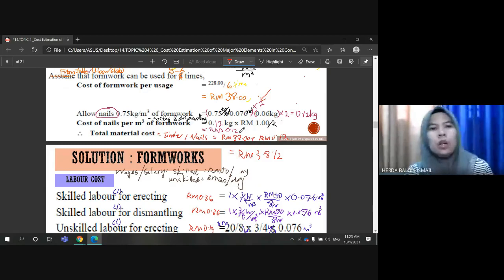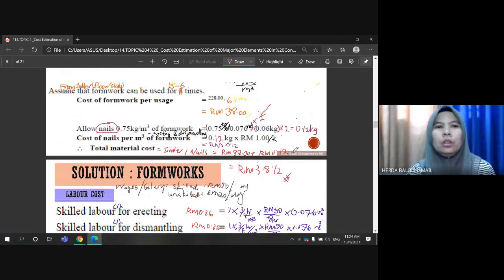Overall, in order to calculate the material cost, which comprises timber and also nails, you need to total up the cost of timber and the cost of nails that you have calculated. So the total cost for the materials in this specific formwork is 38 ringgit and 12 cents.